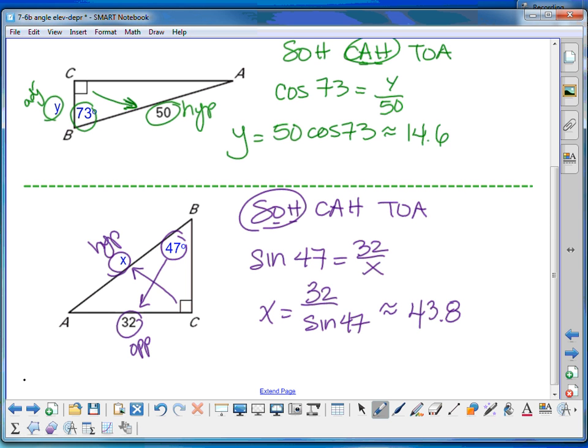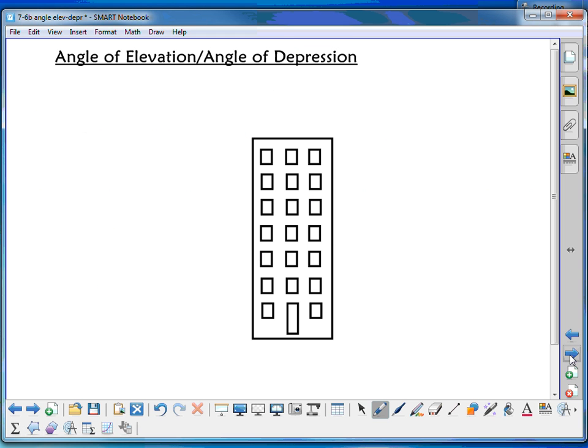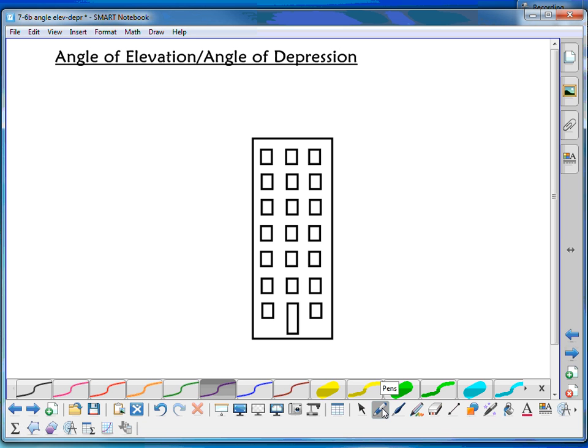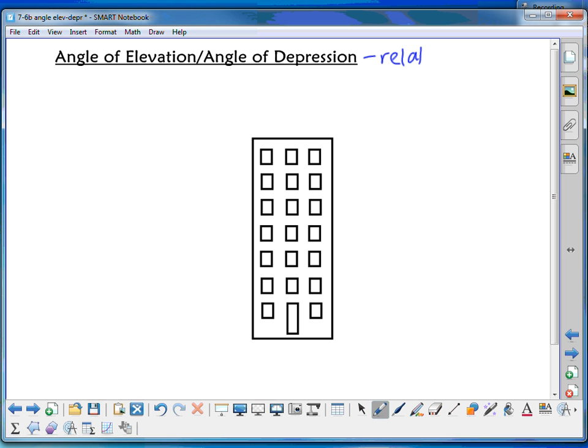So now we're going to start having real-world problems, situations that we're going to have to draw pictures for. They're going to be talking about the angle of elevation and the angle of depression in these problems. The first thing you have to keep in mind is that the angle of elevation and the angle of depression are both relative to horizontal. We start at horizontal and move either up for elevation or down for depression.